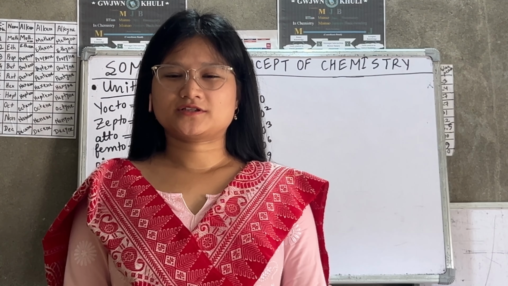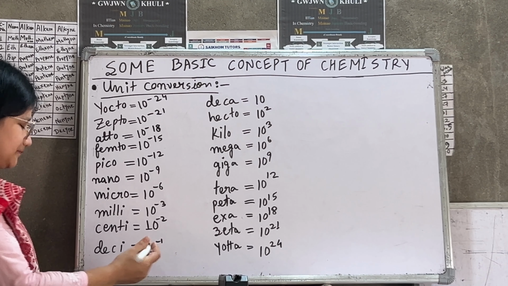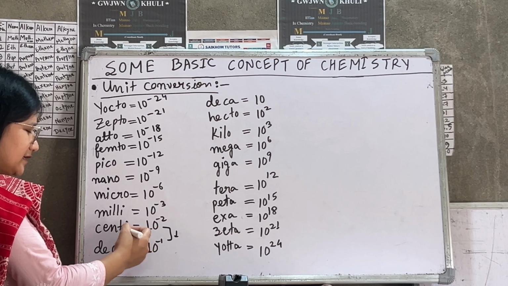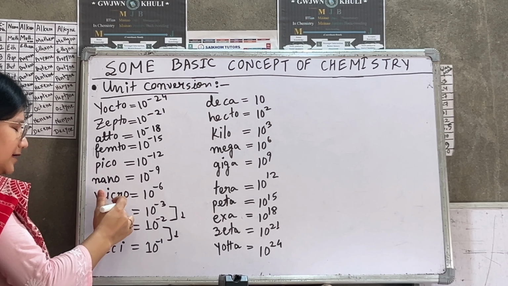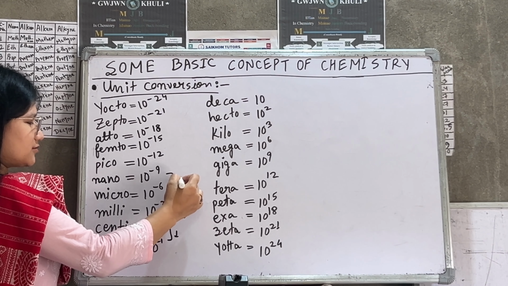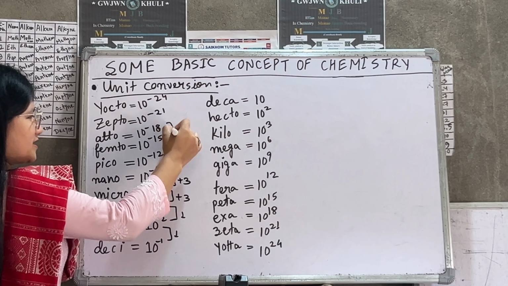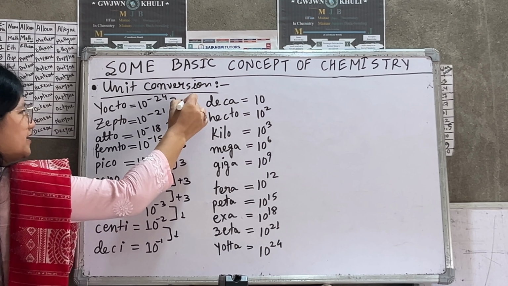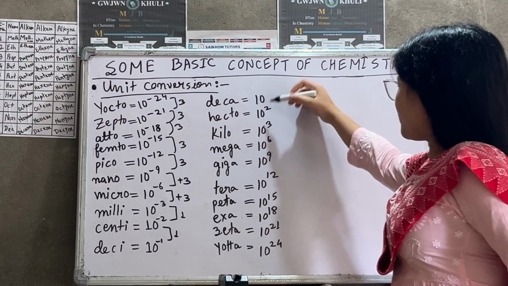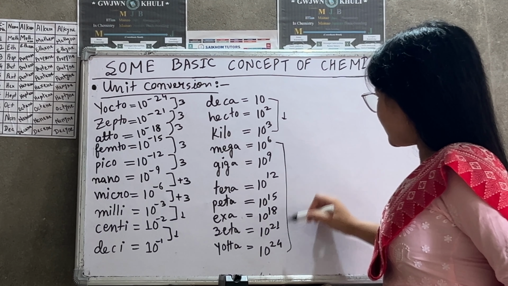To learn unit conversion, you need to learn these values by heart. Here is the difference. From deci to centi the difference is 1, and centi to milli also the difference is 1. But from milli onward the difference is plus 3, and here also the difference is 3, and here also 3, here also 3, here also 3. Same for deca to hecto and hecto to kilo, the difference is only 1, and from there the difference is plus 3.